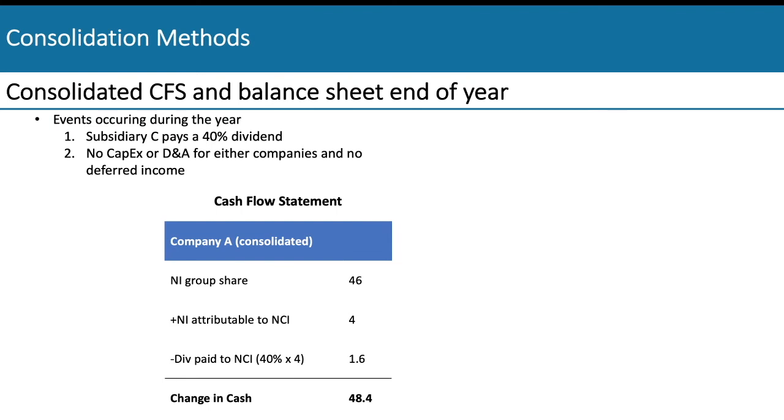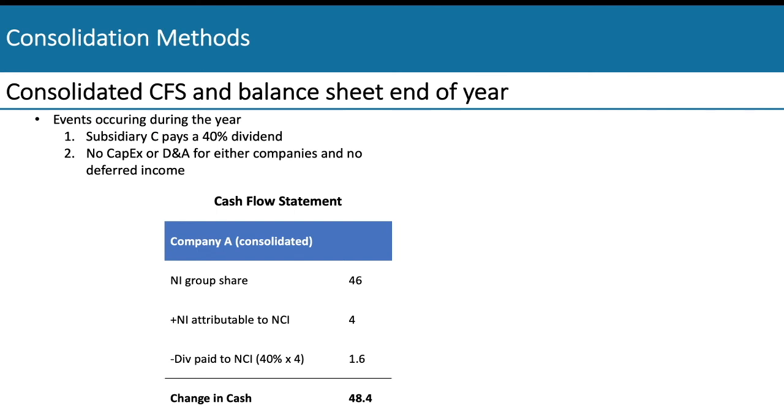So basically, you start off with the bottom of the income statement, which in case you've forgotten is the net income group share. So the 46. Then you add back the net income attributable to the non-controlling interest, because although the company B, which owns the 20%, has a right on this 4 of net income, there's no real cash flow because it's just their right, and you record it on the income statement, but here we're doing the cash flow statement, so it's about the actual cash flows. And so you add back this 4, so you end up again with the 50 net income.